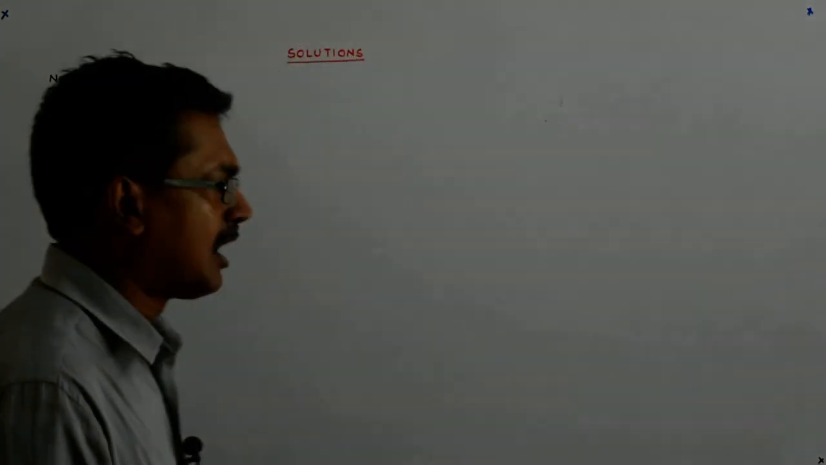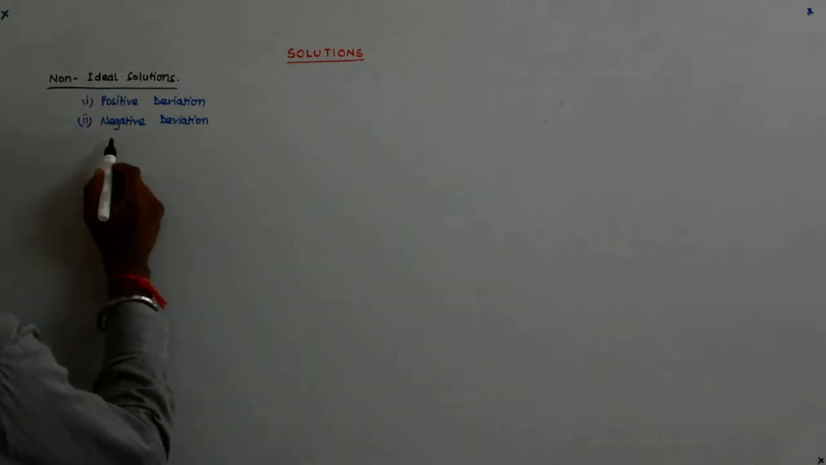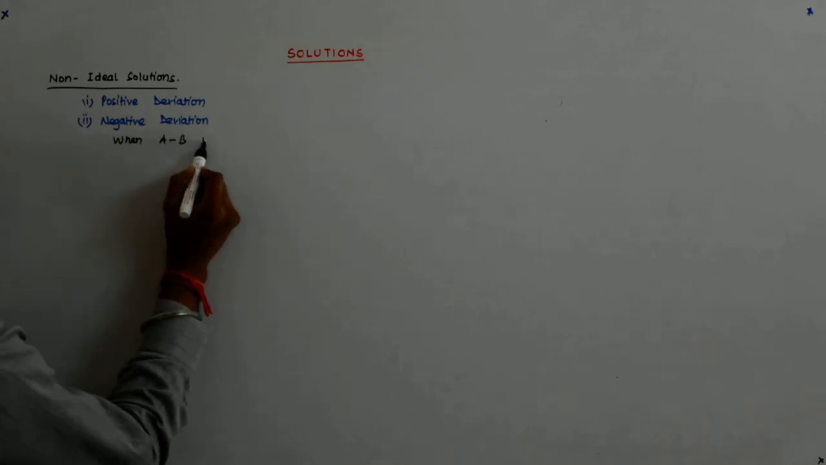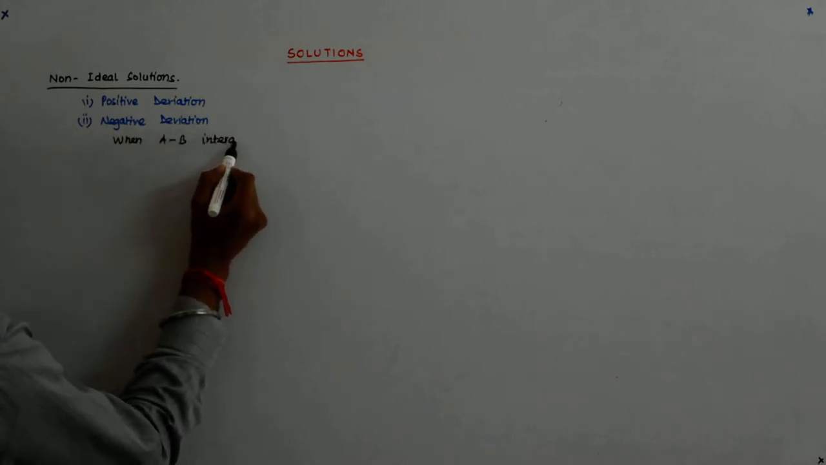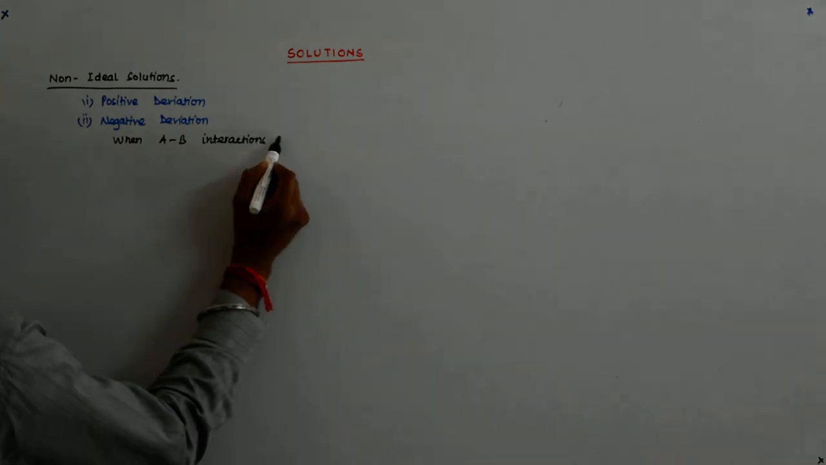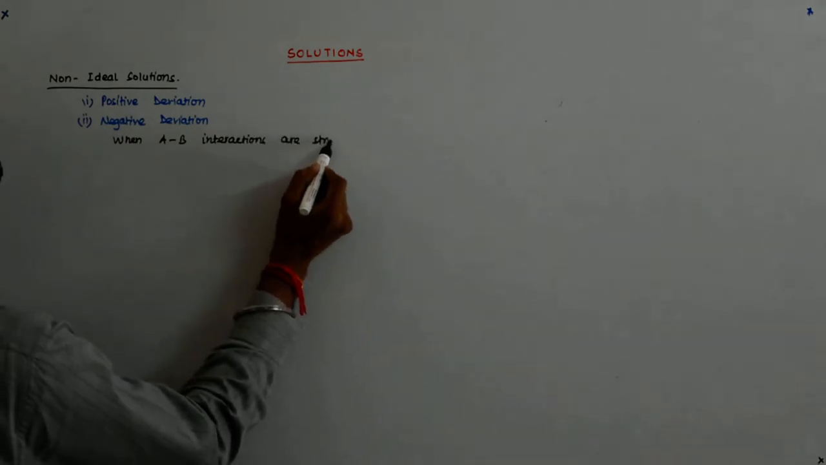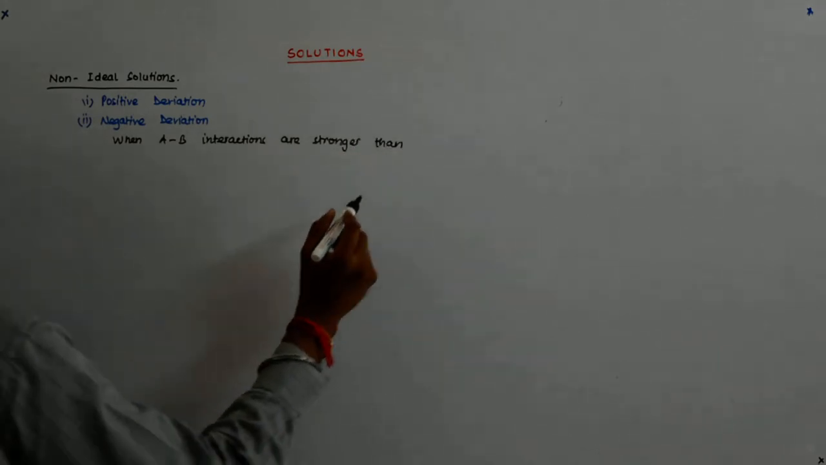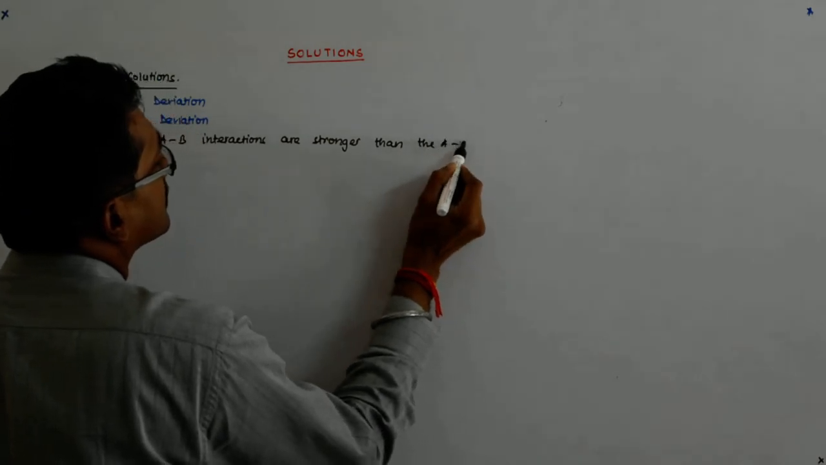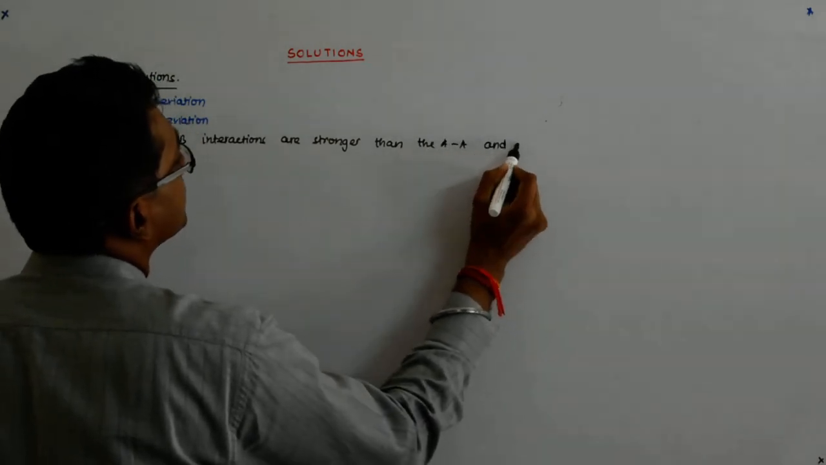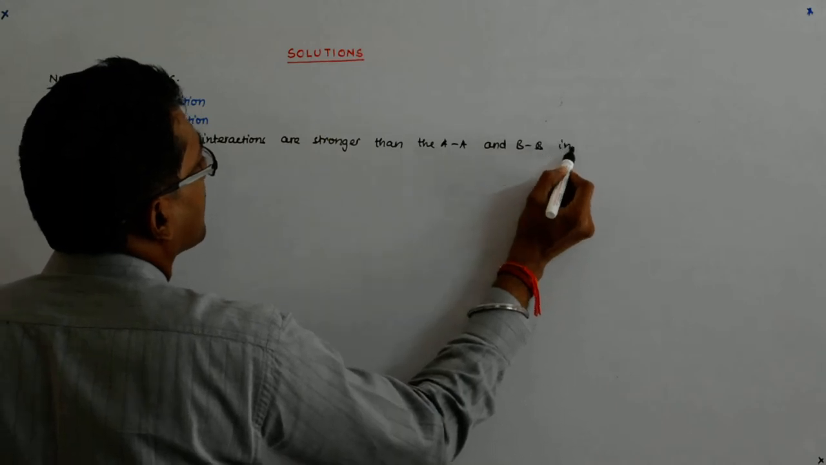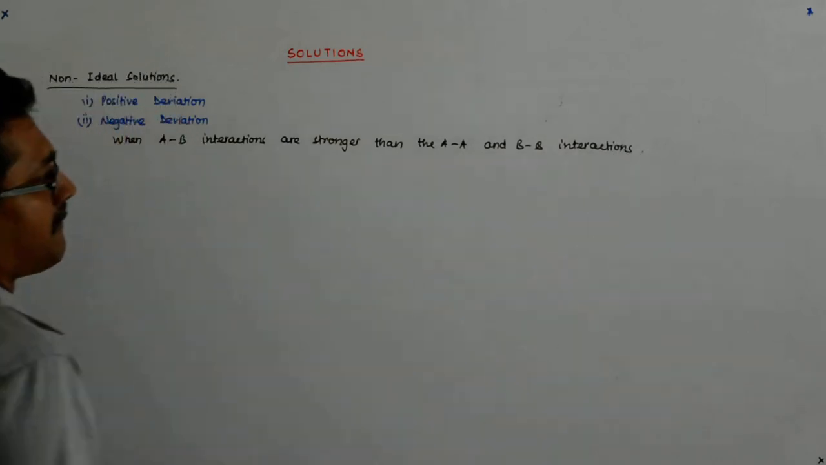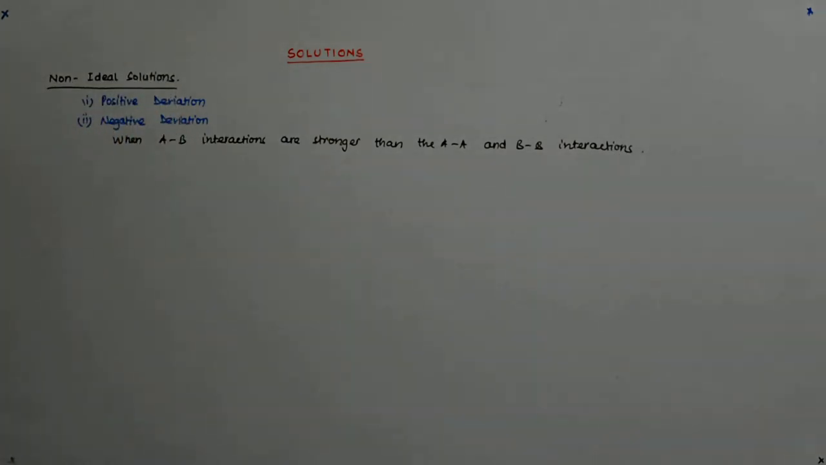Fine. Now how is that possible? That is possible when A-B interactions are stronger than the A-A and the B-B interactions. Correct. If it is stronger than that.